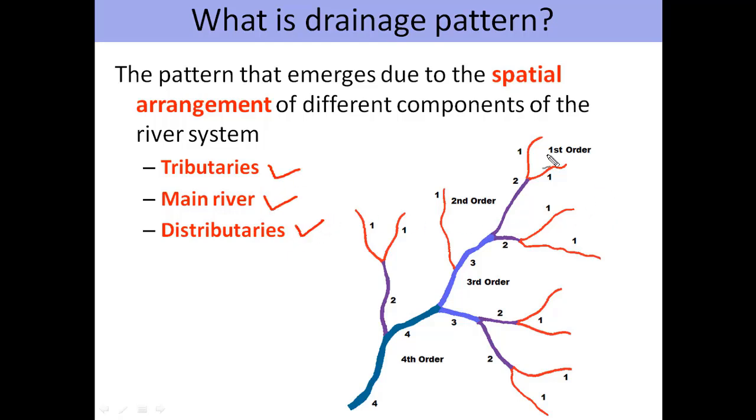Now let's have a look. As you can see in this sketch, the river system undergoes four orders. The first order streams are small rills and channels. They're shown in red color. They combine to form the second order stream shown in purple color. And the second order stream combine to form the third order stream shown in dark blue color. And the third order stream combine to form the main trunk or the main river called the fourth order. So this is four stages of river system or spatial arrangement of river system.